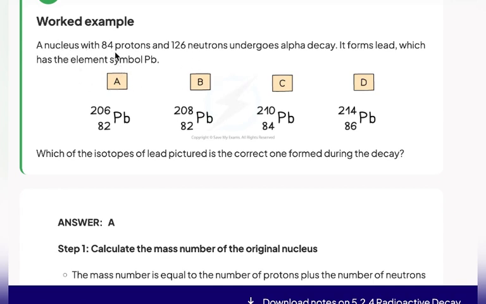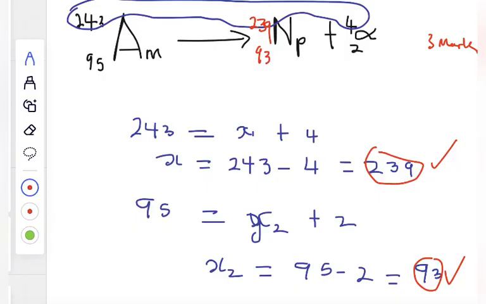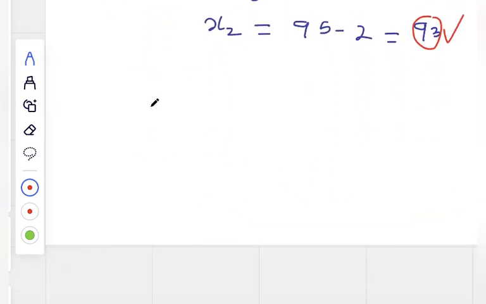It's a nucleus of 84 protons and 126 neutrons. Okay, remember this is the number of neutrons, not the mass number. It undergoes alpha decay and forms lead, which has the element symbol Pb. So first of all, we can add these together. The number of protons plus the number of neutrons will form the mass number. So we can simply do 126 plus 84 and see what the mass number is.